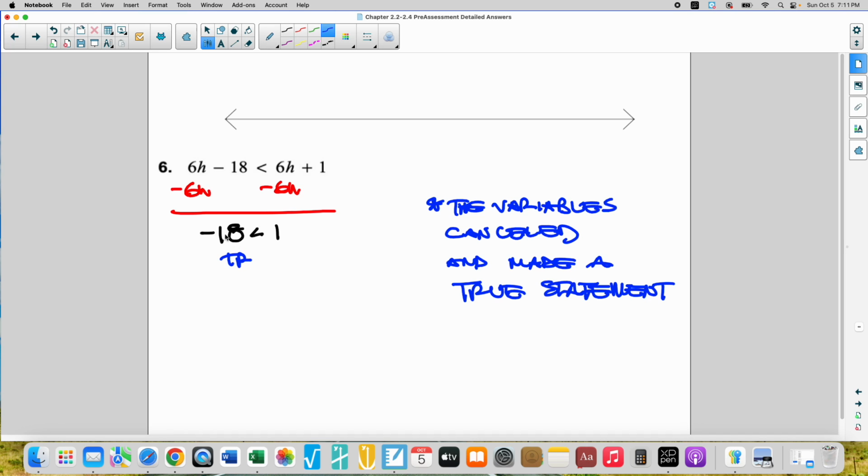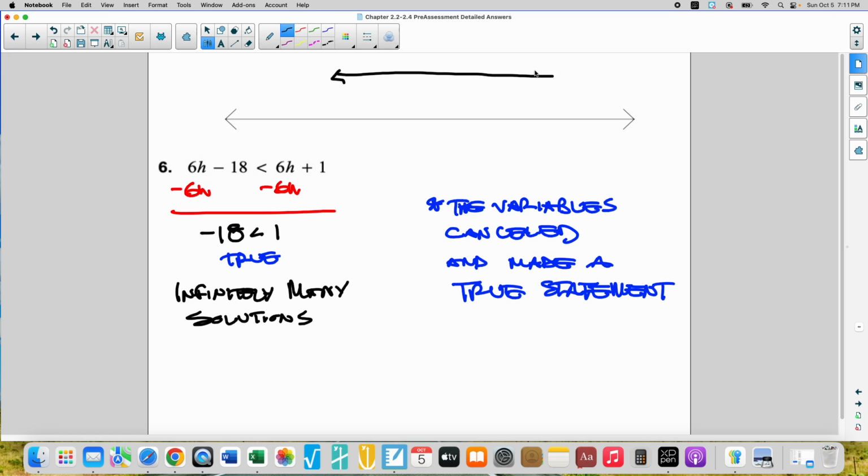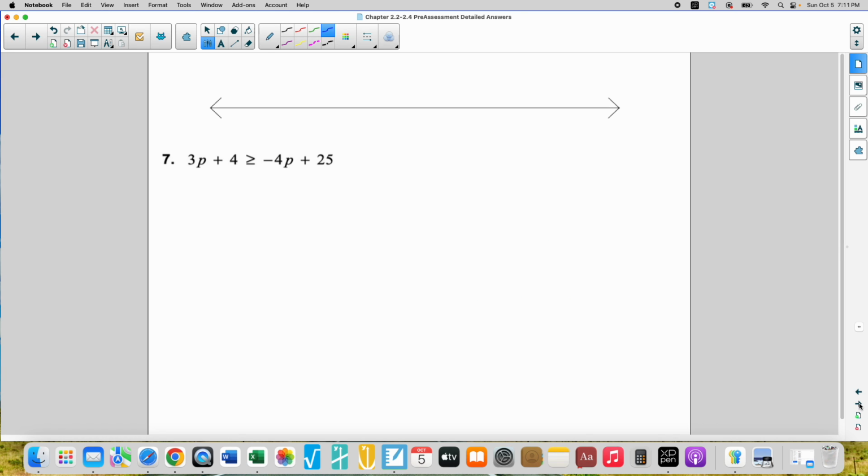So this is true. Negative 18 is less than 1. So my answer is infinitely many solutions. And how do I graph that? I just graph it by putting an arrow above it. You can put 0. I wouldn't mind that. That's not a bad thing. You don't have to, but you're just graphing above it. Okay? Every single number is a solution. How do we graph every single number? By doing a line with an arrow above my graph.